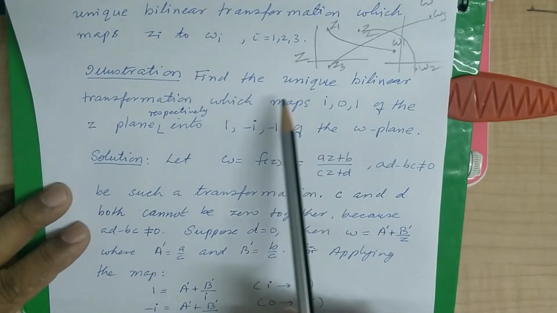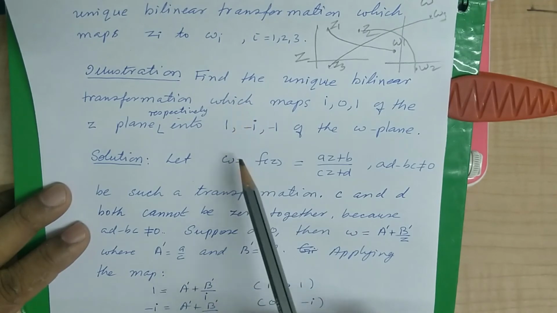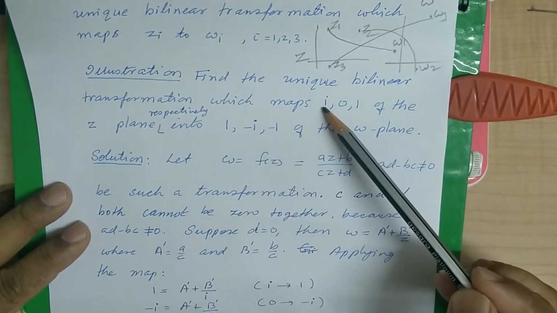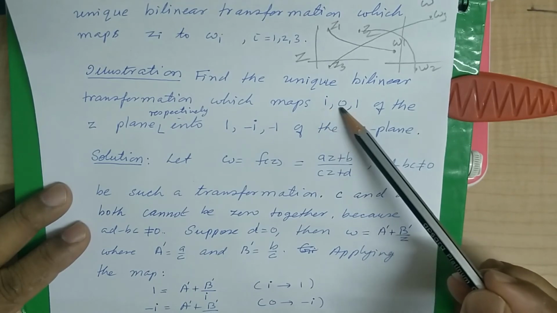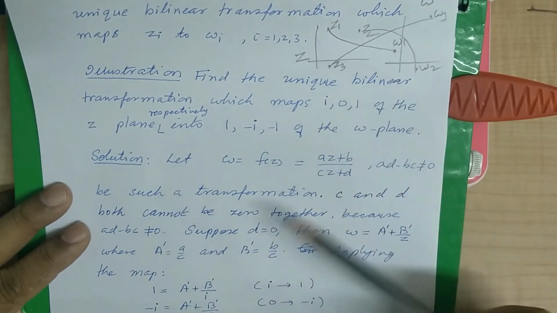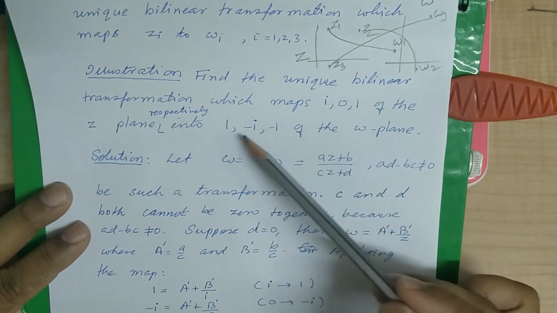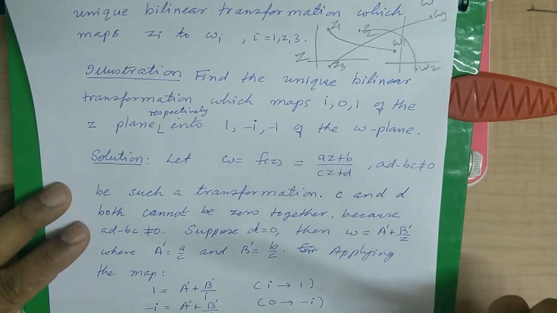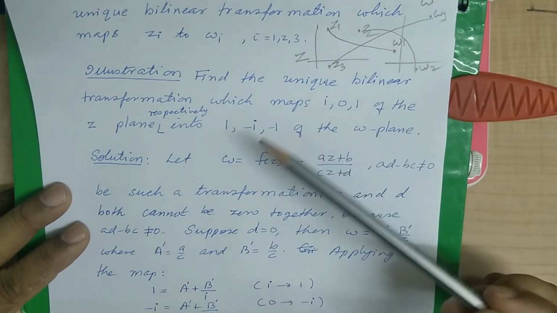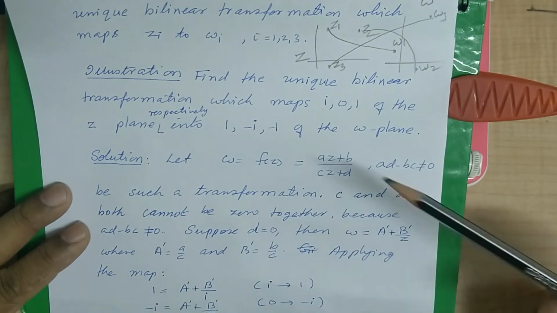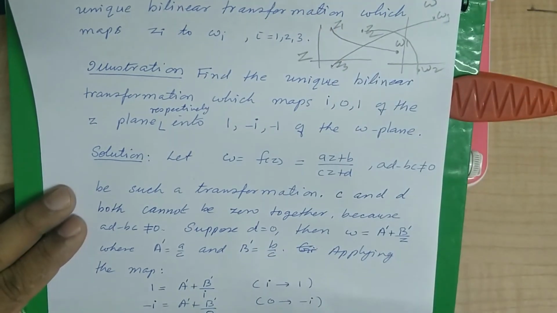Okay, so in this example, this is an illustration. I take my z1 to be i, z2 equal to 0, z3 equal to 1, and these are mapped into the w plane to the points 1, minus i and minus 1. So what is that bilinear transformation? That a bilinear transformation exists which does this mapping is guaranteed by this theorem.